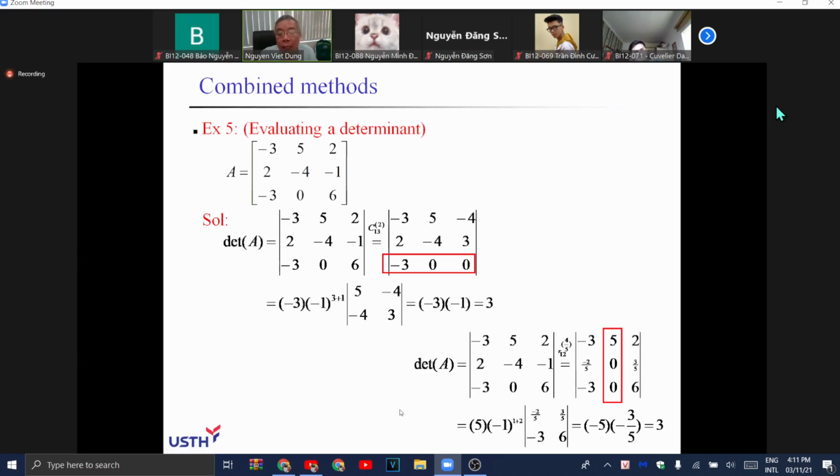The same reason here. So, in order to find the determinant of A, you have 2 steps in calculation. The first step is using row or column operations. And the second step, you use cofactor expansion. So in two steps, you apply two different ways to compute the determinant. That is why we call it the combined method.